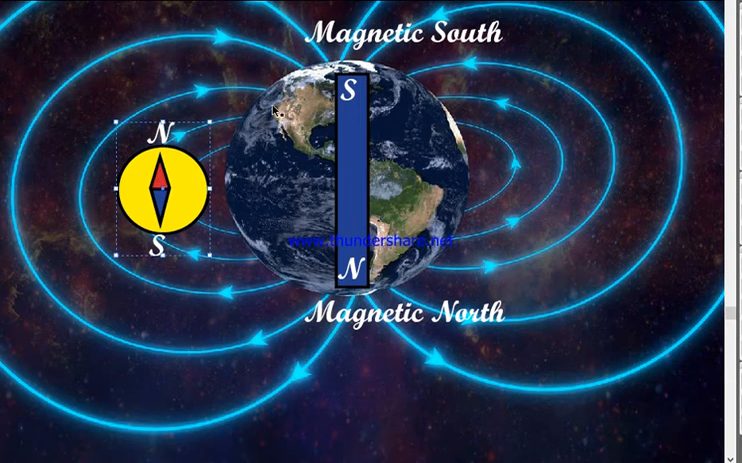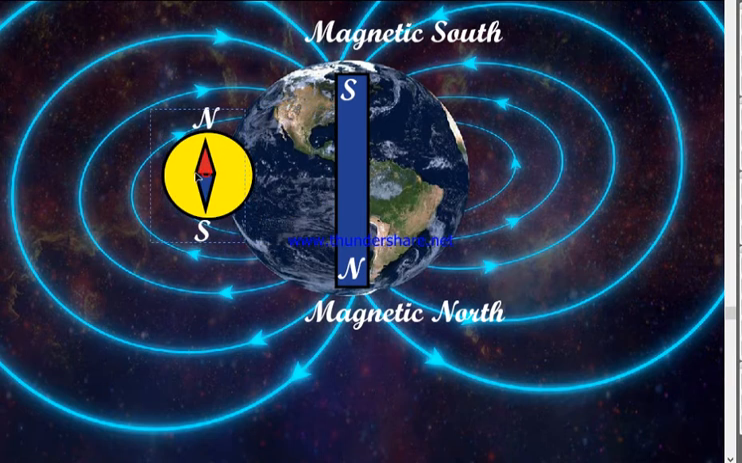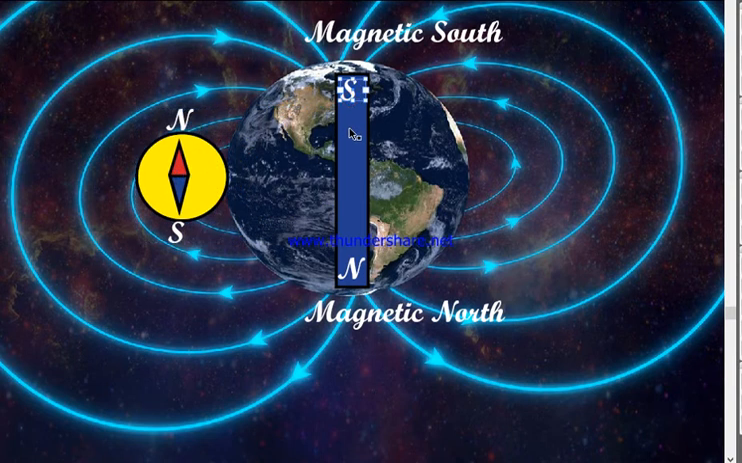Why is it? Because there is magnetic south pole of earth, and you know, unlike poles of magnet attract each other. Since south pole of magnetic earth is in north, the north pole of compass always reacts to south pole. North pole of compass reacts to south pole of magnetic earth. Get it? That's why the north pole of compass points toward south pole of magnetic earth.